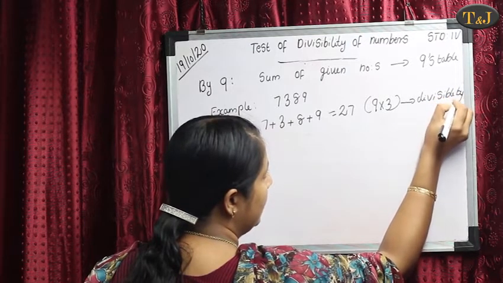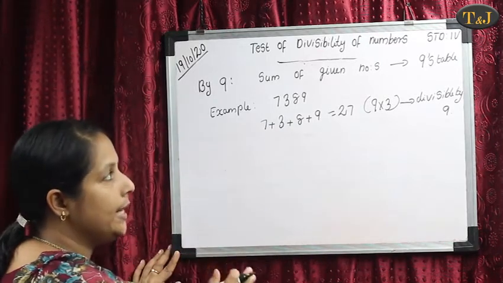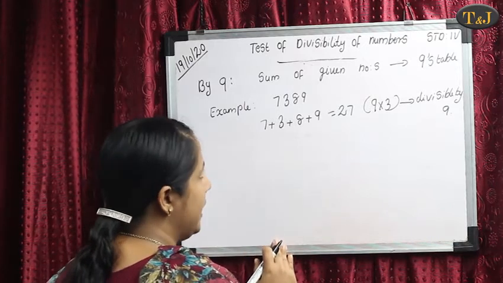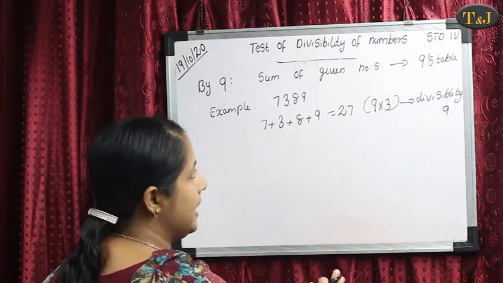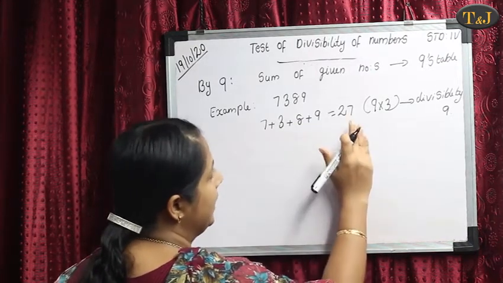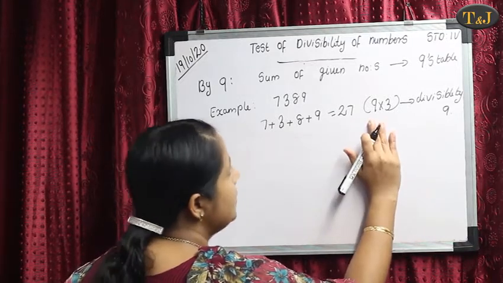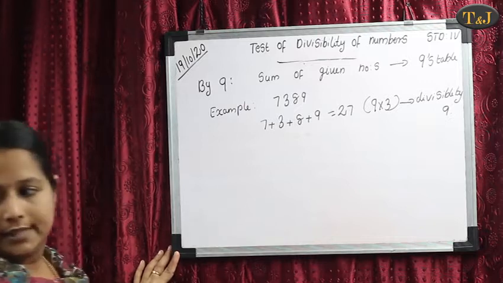Divisible by 9. Okay, then if the sum of given numbers is included in 9's table, in that case, that number is divisible by the number 9. First example, consider number 7,389. We are adding these numbers, then we get the number as 27. 27 is included in 9's table. So the number 7,389 is divisible by 9.